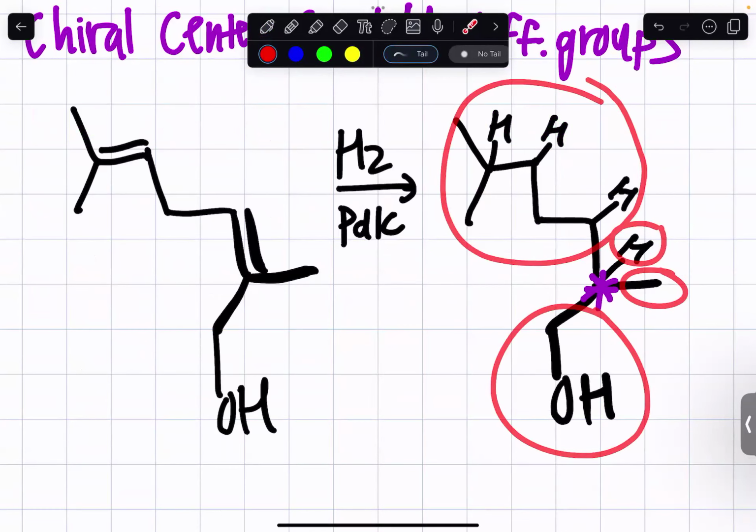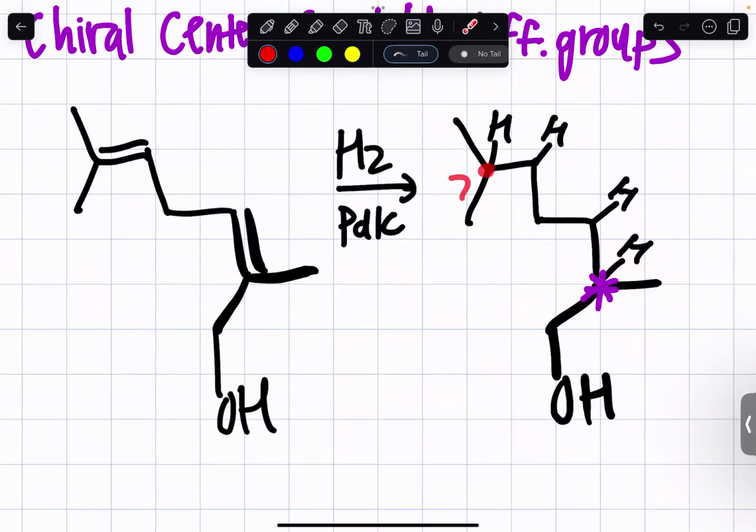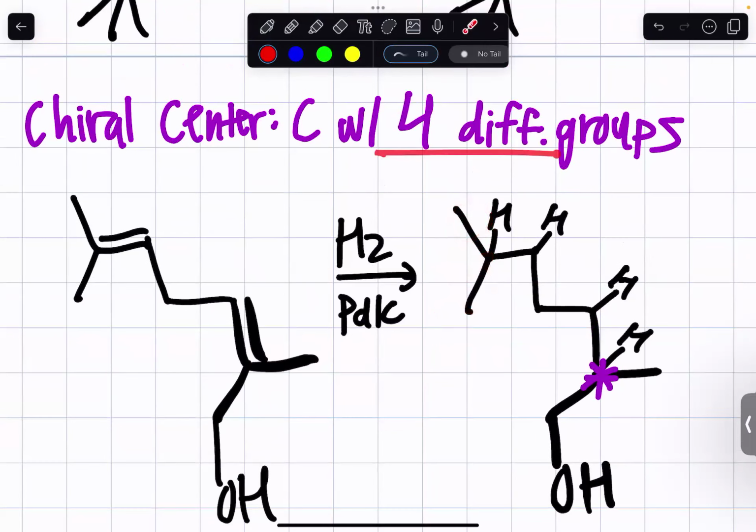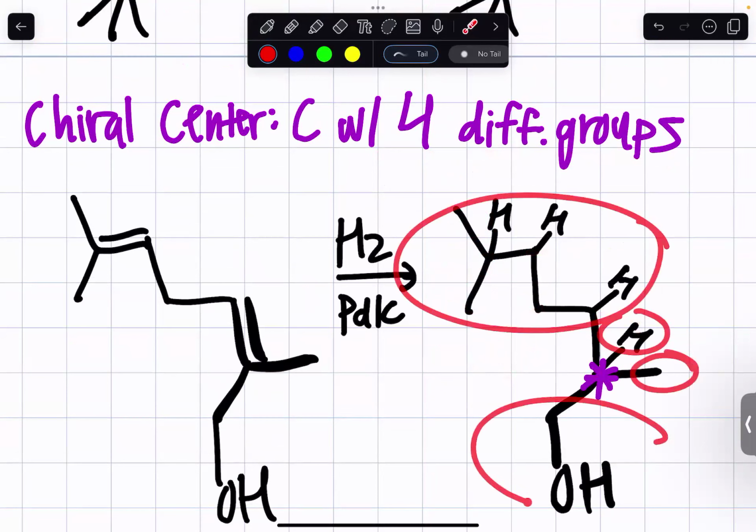Right? Why is this carbon here not a chiral center? It has two methyls. Yeah, it has two methyl groups, which are the exact same groups. So that is not a chiral center because we need four different groups attached to the carbon. This is not a chiral center because that has two hydrogens. This right here, the purple star, is a chiral center because there are four different groups attached to it.